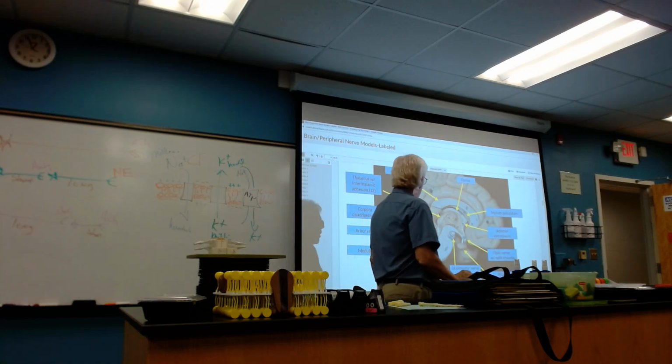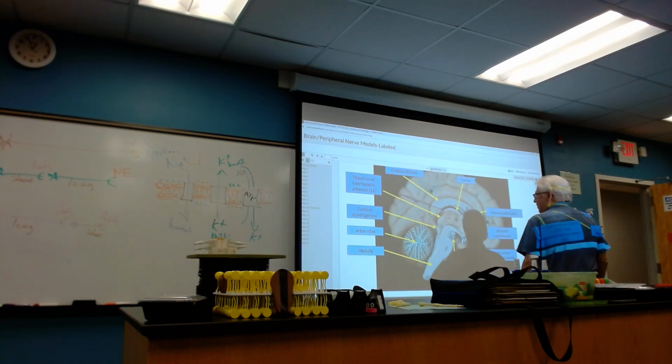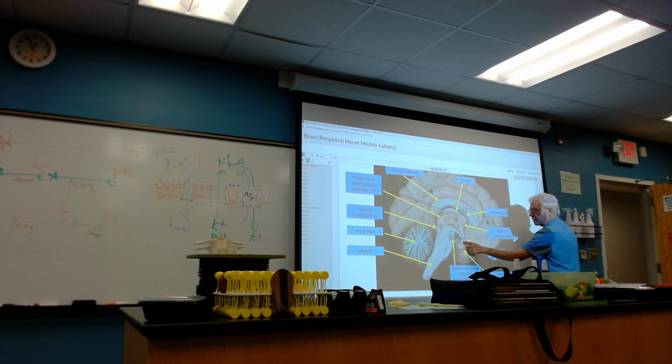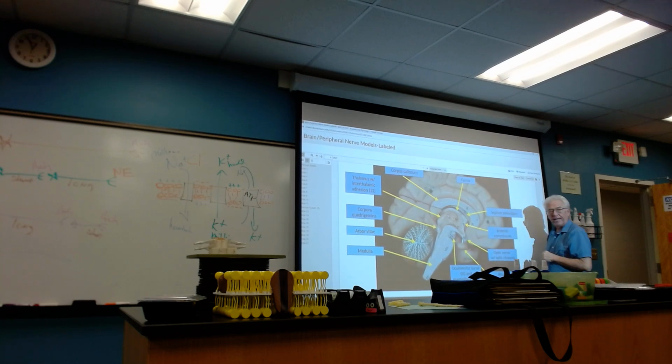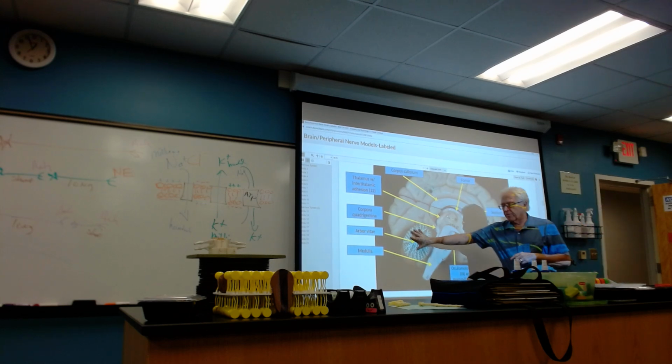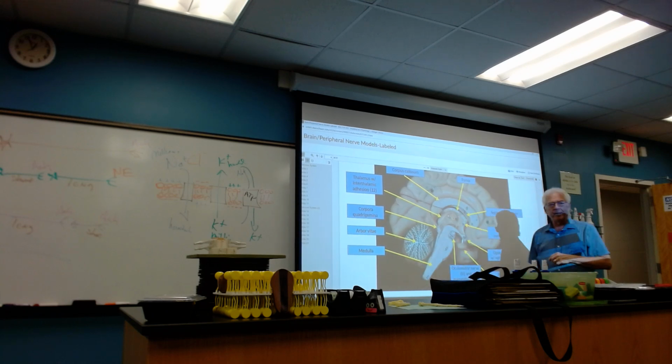Okay. The only other thing that is special here is now we can see the infundibulum, the stalk, and the pituitary gland hanging down under the optic chiasm. Okay? Everything else is still pretty much what it was, just a different model. And of course, your arbor vitae. Got it? Okay.